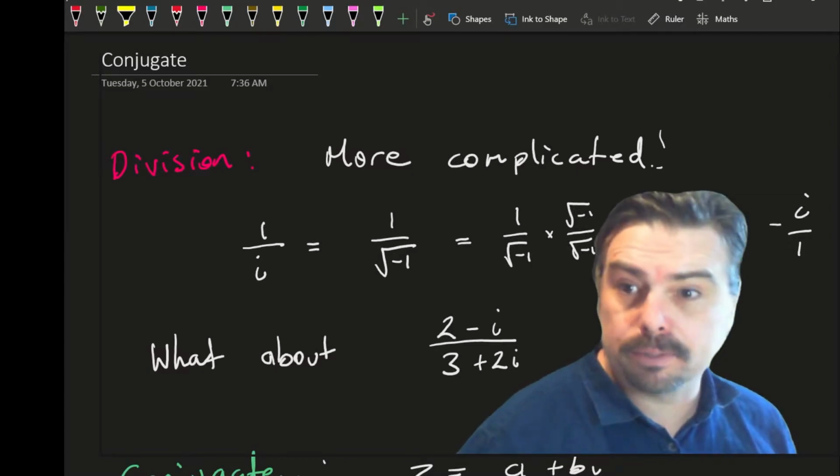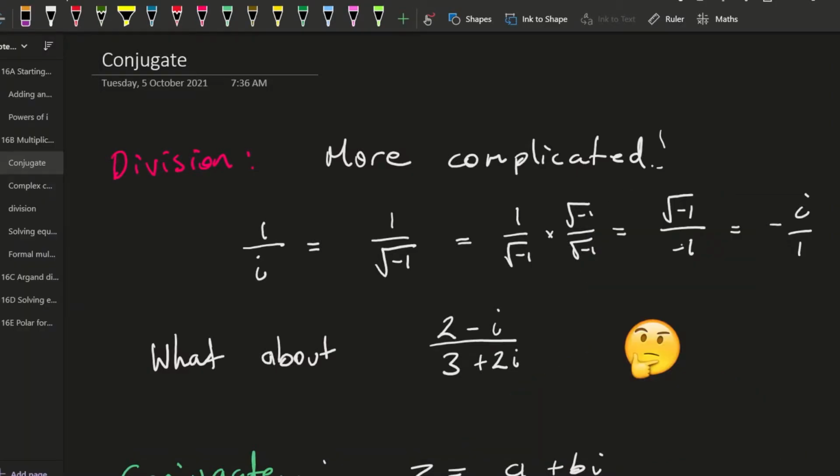All right, welcome back to part 2. We're going to look at division, which is a lot more complicated. I have even had to put a smiley here to indicate that.